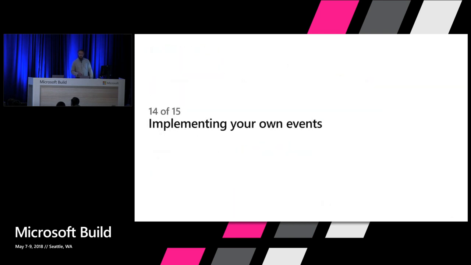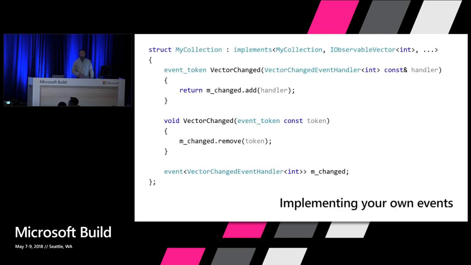Two more points. Implementing your own events. So let's say you want to actually implement that IObservableVector interface that we mentioned. You don't want to use one of the built-in functions. How do you actually implement the vector changed events?